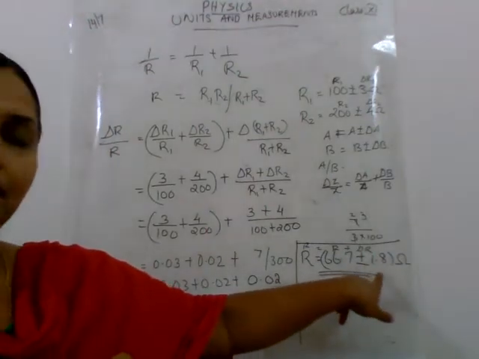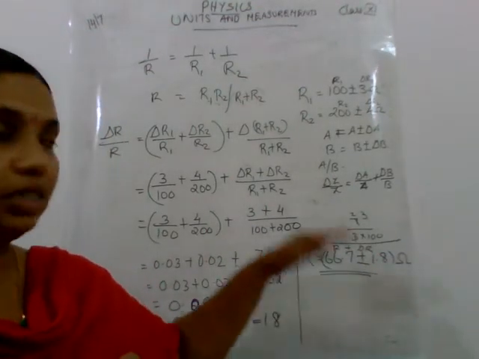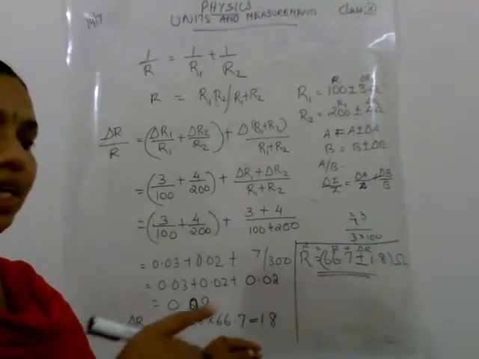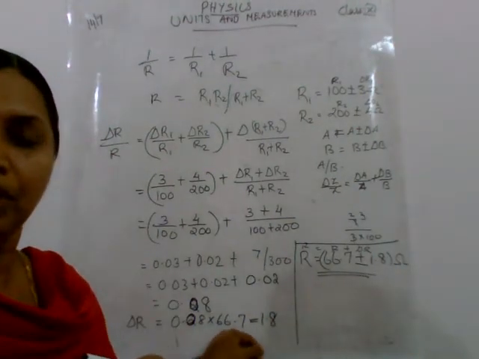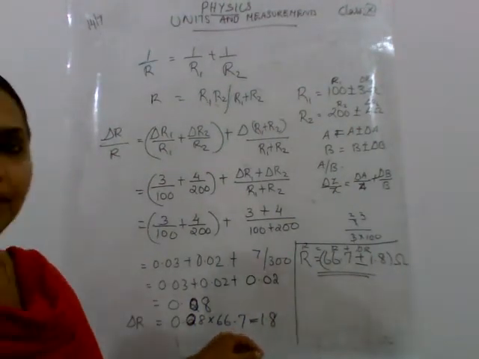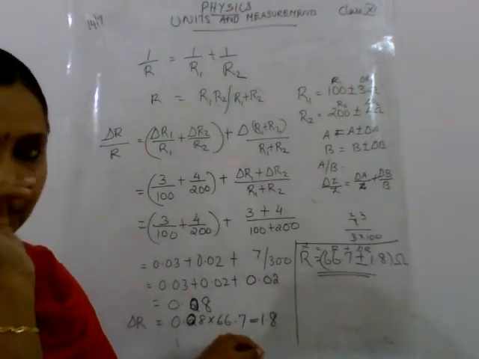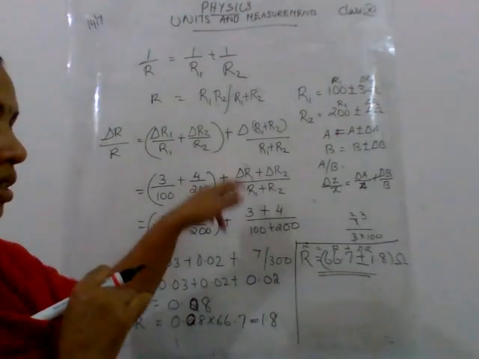66.7 plus or minus 1.8 ohm. This I explained everything in your textbook. Only 2 steps are there. So from that you can understand what is explained there. So I explained step by step.